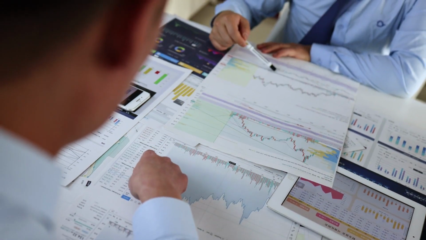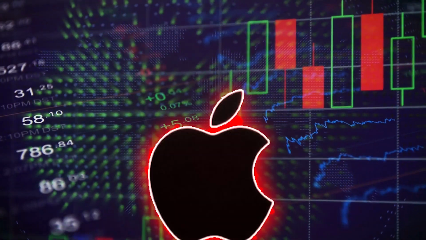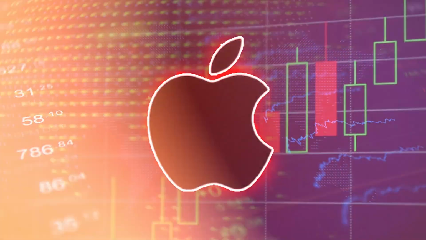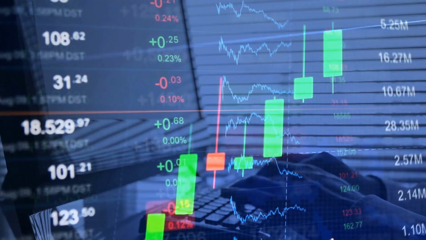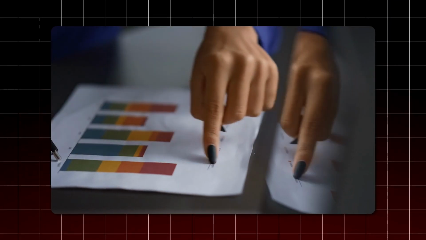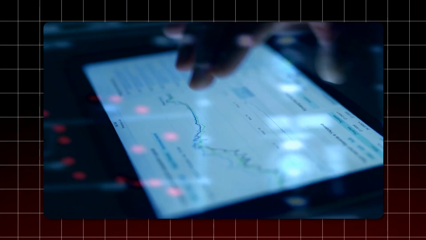Now, let's take what we've learned and apply it to a real stock chart. For this example, we'll look at Apple's 6-month performance. First, check the time frame. Here, we're looking at 6 months. This gives us a good balance of detail and broader trends.